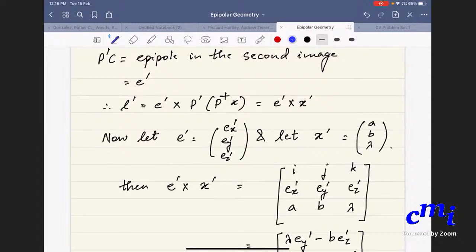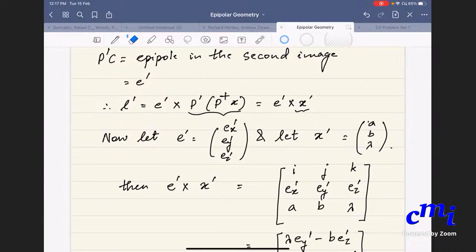Now what we want to see is that this cross product can be written as a matrix. That's what I'm going to try and show. Suppose E prime is the vector (Ex prime, Ey prime, Ez prime). For simplicity, I'm going to replace all this by x prime, and I'm going to take it to be the vector (A, B, lambda), where lambda is a scalar. This is a vector in P2.